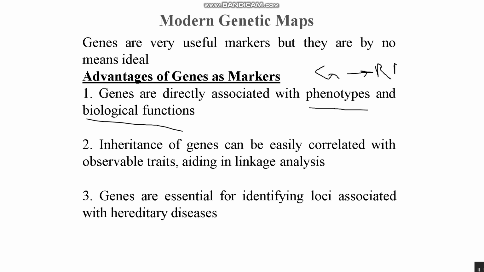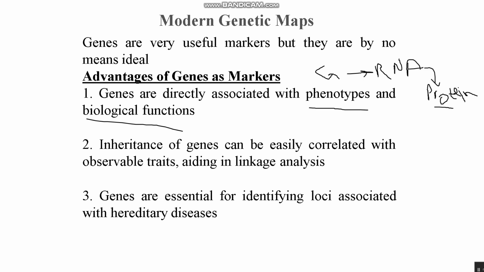That RNA is translated into proteins, and those proteins make the cells and make our body. If there is any problem in the gene, the protein is also affected, and if the protein is affected, our phenotype, our behavior, our character will also be affected. It means genes are directly associated with the phenotypes.